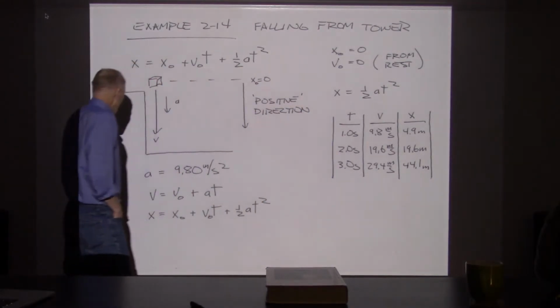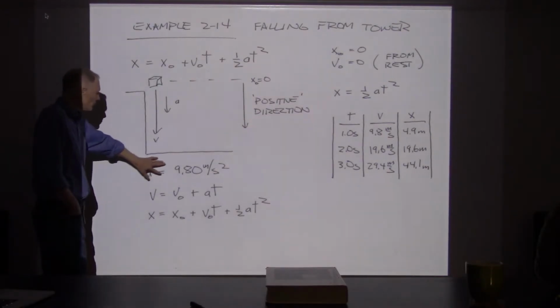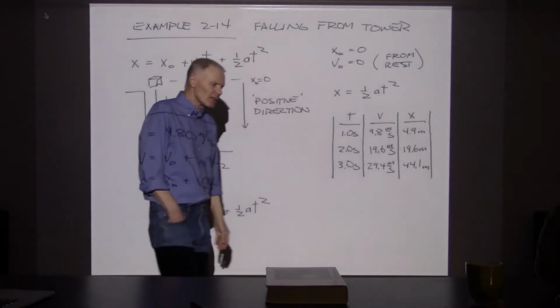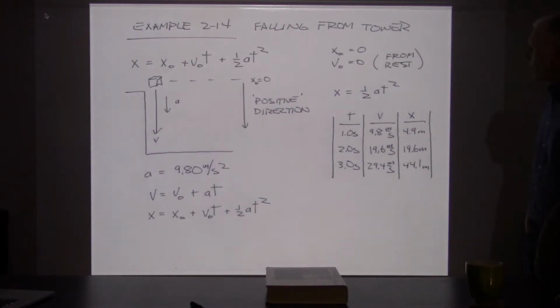So now the acceleration that we measure for Earth's gravitational field near the surface of the Earth is 9.80, I'm going to say. It varies from location to location. But for the most part, we'll be using a number 9.80 meters per second squared.